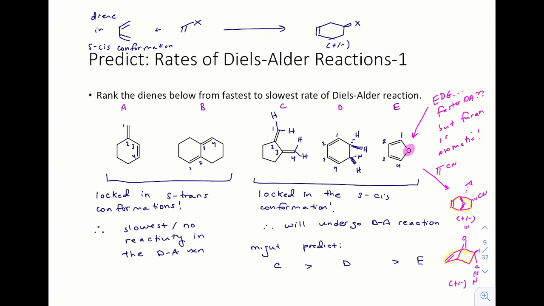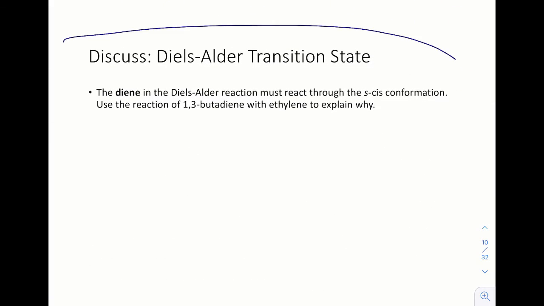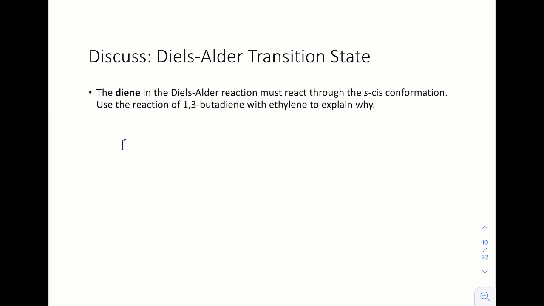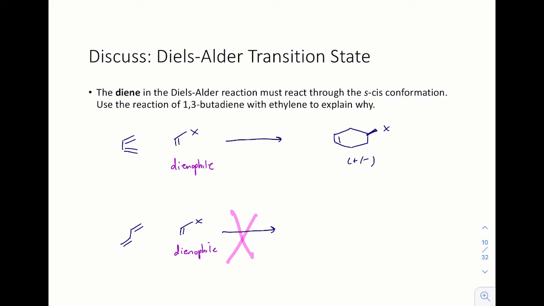We will look at some more examples, but first, let's just take a moment and really try to explain why the diene in the Diels-Alder must react through the S-cis conformation and not the S-trans. I've said that's the case, but why? Well, recall the mechanism. Both of the sigma bonds that are made in the product are formed at the same time in this concerted fashion. Only a diene in the S-cis conformation will allow for this concerted reaction to happen.